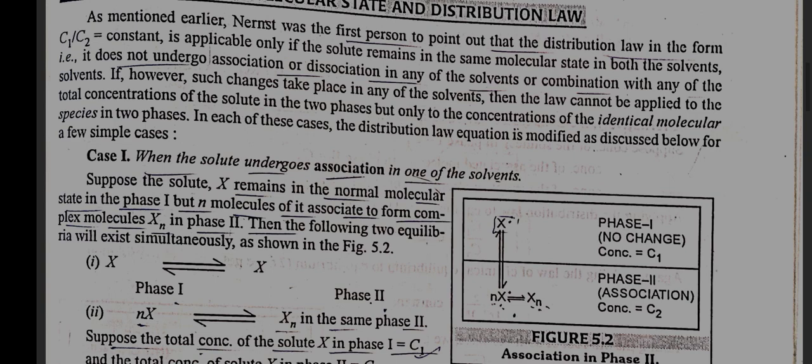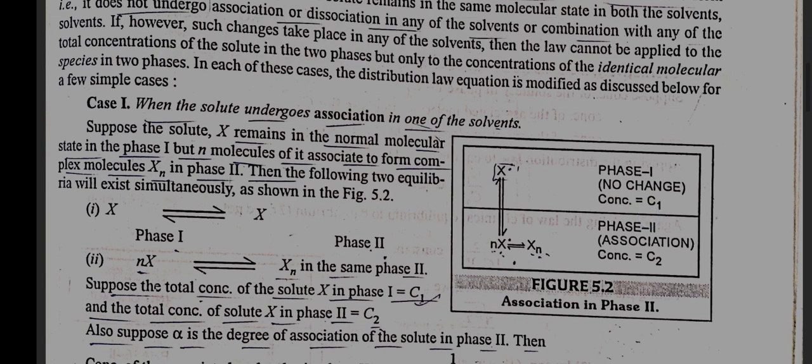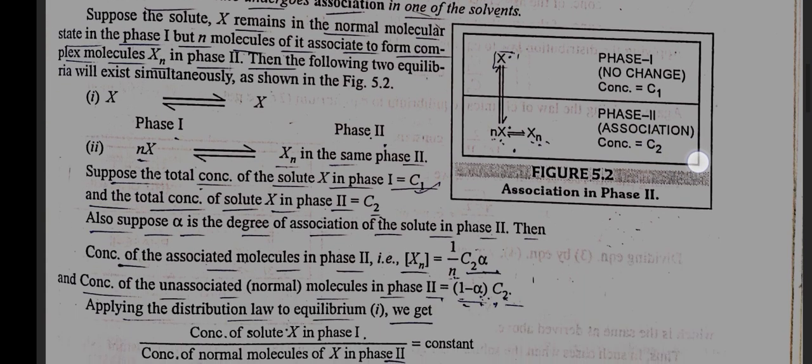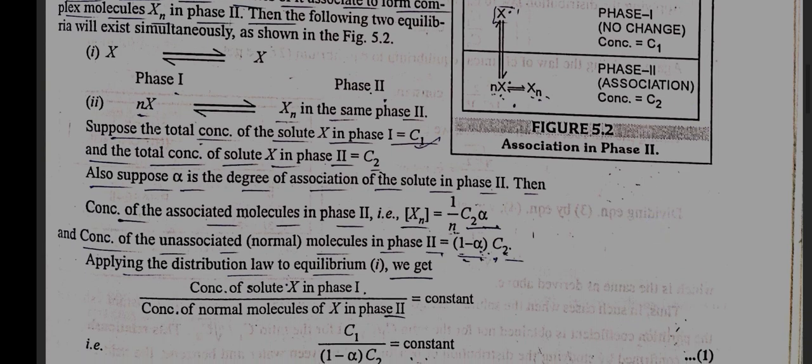Case 1. When the solute undergoes association in one of the solvents. Suppose the solute X remains in the normal molecular state in phase 1, but n molecules of it associate to form complex molecules Xn in phase 2. Then the following two equilibria will exist simultaneously. X in phase 1 is in equilibrium with X in phase 2, and nX is in equilibrium with Xn in the same phase 2. Suppose the total concentration of solute X in phase 1 is equal to C1 and the total concentration of solute X in phase 2 is equal to C2.